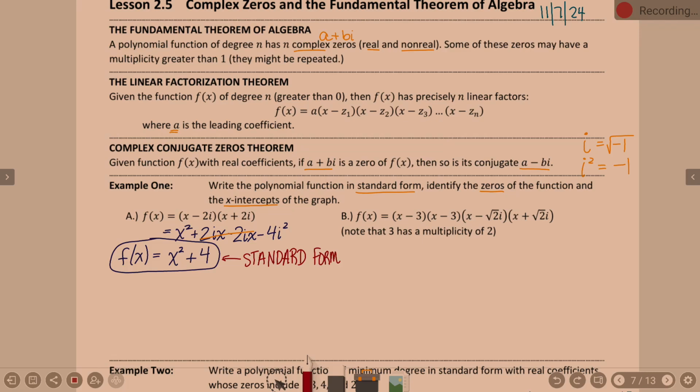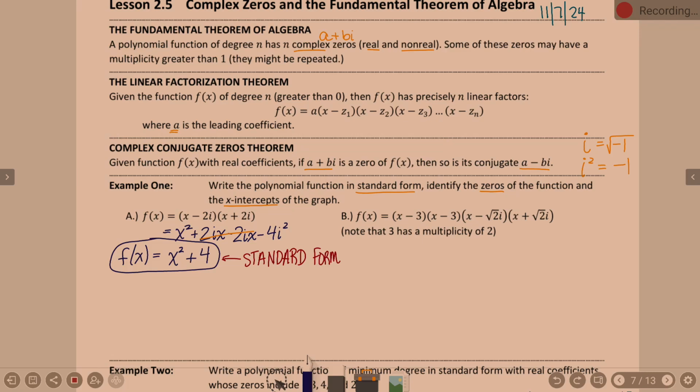Okay, are we good on standard form? I was just multiplying it out, yes? Okay, next question, zeros. Thoughts on how we find the zeros? Just set that equal to 0.